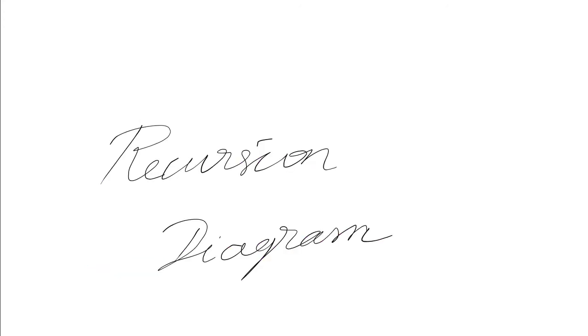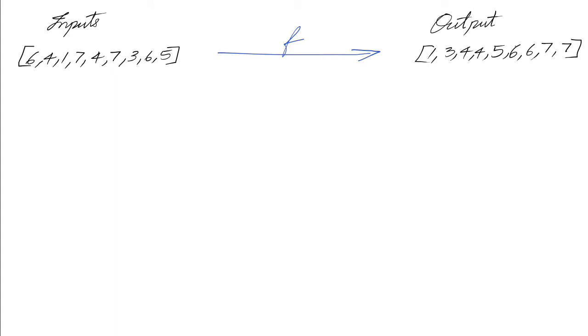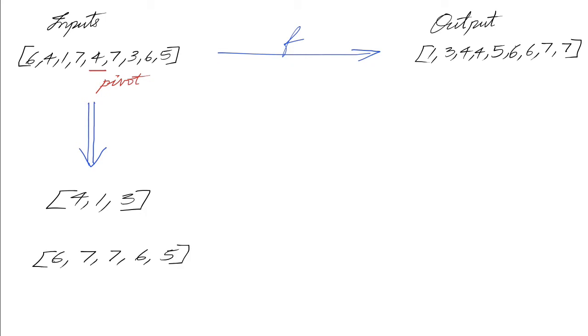So let's look at the recursion diagram. This is the input, and these are the elements in the list. Output is the sorted sequence of these elements for the given input. In the reduction step, we first pick a pivot. In this case, it's 4, and we select all the elements that are less than or equal to the pivot and put them into a list, and another list where the elements are greater than the value of the pivot. So we have two subproblems, and these are two unsorted sublists.